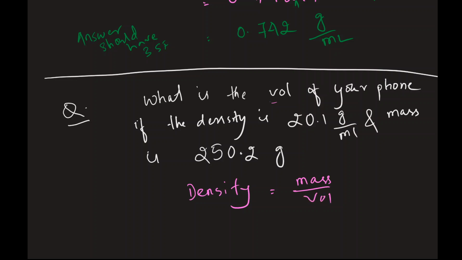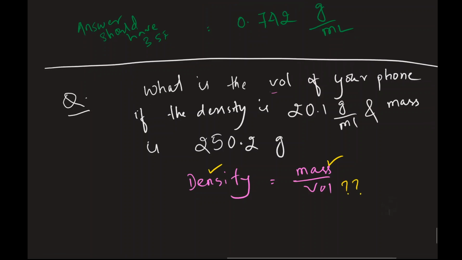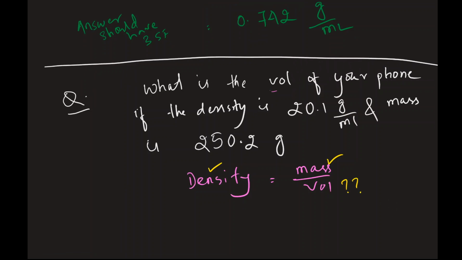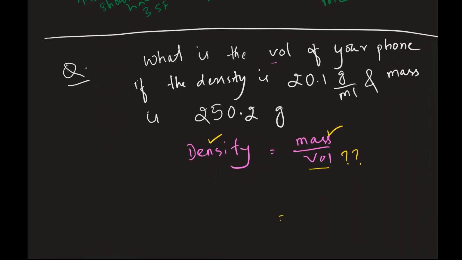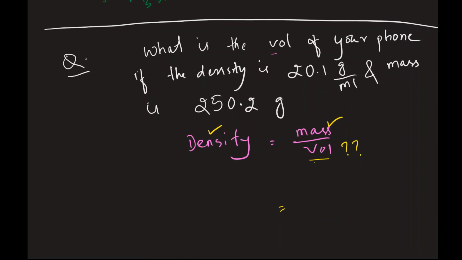So what's given? Density is given, mass is given. So what do you want to find out? You want to find out volume. So you have to solve for volume. I'm just gonna do it my way. Whatever way works for you, works for you. You want volume on top, so I want to move volume to this side and bring density to the other side.